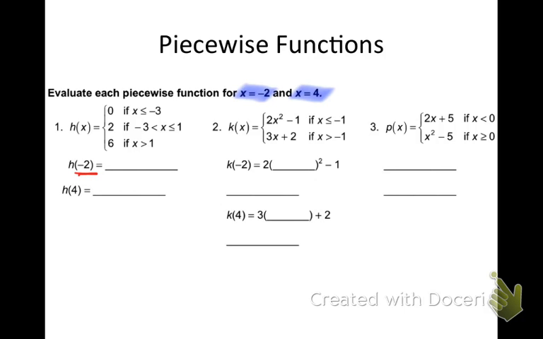Now, where would -2 fall? Would that fall into the first, the second, or the third piece? So -2, is that less than or equal to -3? Is that between -3 and 1? Or is it greater than 1? Again, I'm looking for where it falls in place. The first, the second, or the third one? What are you thinking? It falls in the second one. -2 falls in place right there. It is between -3 and 1.